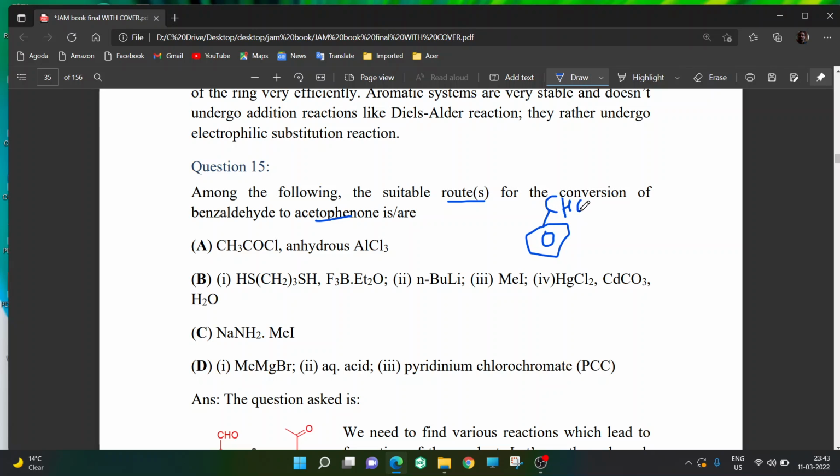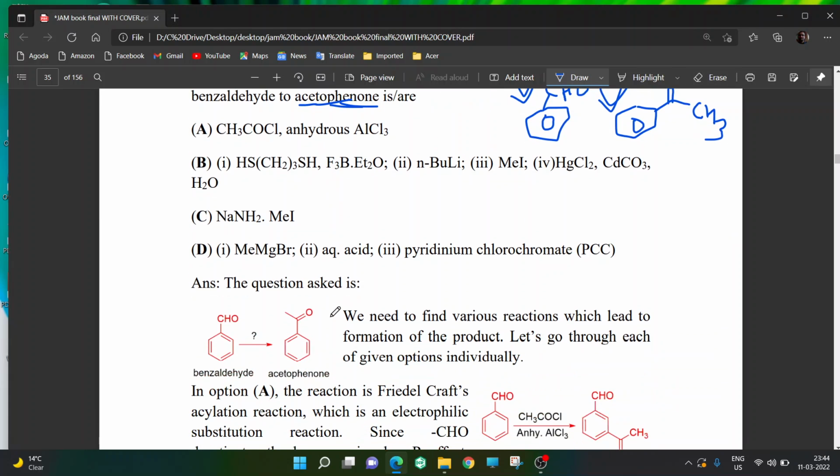Next is acetophenone. So it's a ketone. Aceto means CH3 will be there. Phenone means a phenyl ring will be there. So this is your acetophenone, and this is your benzaldehyde. Okay, let's go option by option.